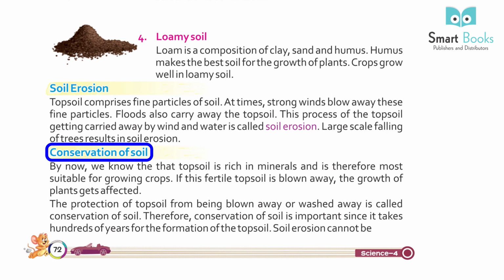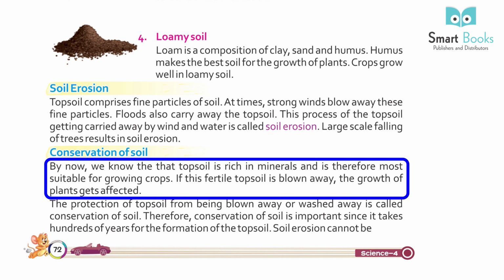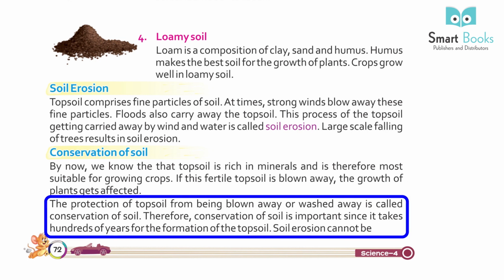Conservation of soil. By now we know that the soil is rich in minerals and is therefore most suitable for growing crops. If this fertile topsoil is blown away, the growth of plants gets affected. The protection of topsoil from being blown away or washed away is called conservation of soil. Conservation of soil is important since it takes hundreds of years for the formation of the topsoil.